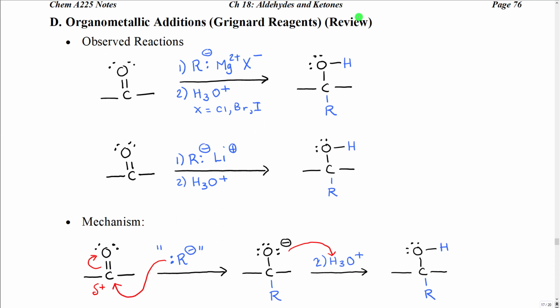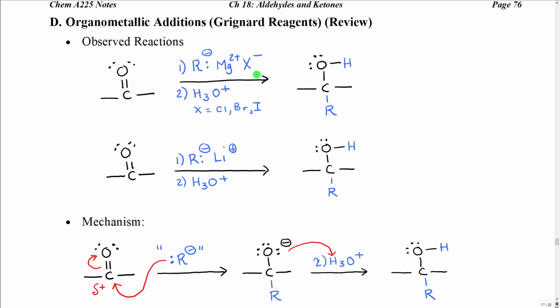The second reduction reaction I want to talk about is adding organometallics, adding carbon groups. Generally, we use Grignard reagents, although we can also use alkyl lithiums for this. This again is a review reaction from last semester. We start with a ketone or aldehyde. We treat it with Grignard reagent, which would be RMgX, where X is Cl, Br, or I.